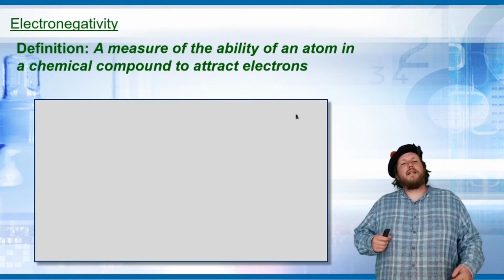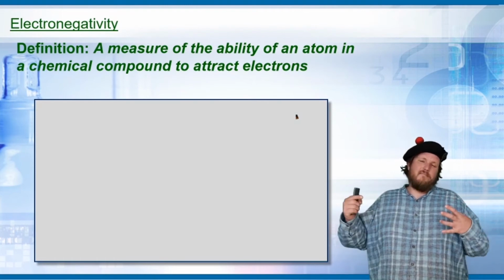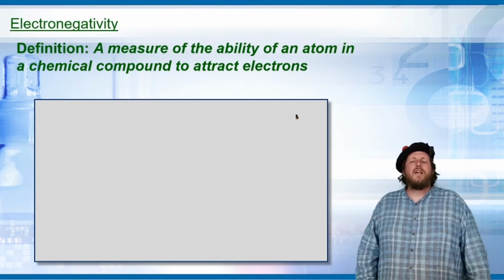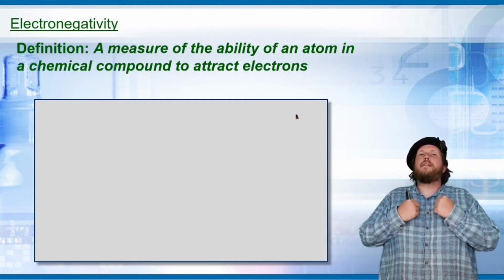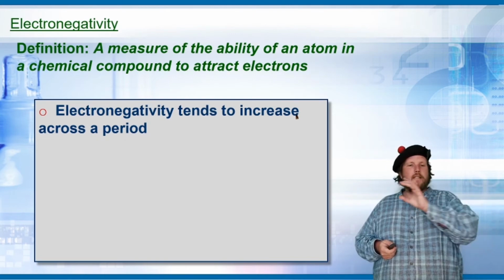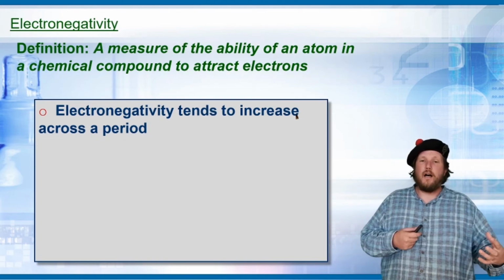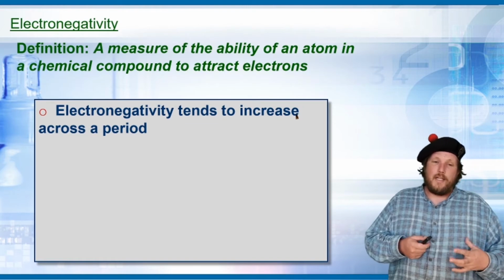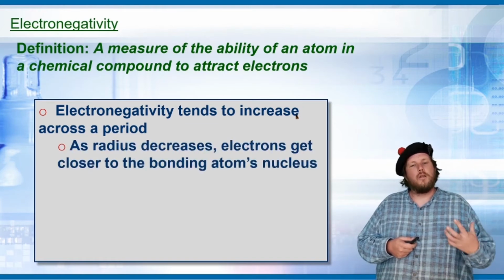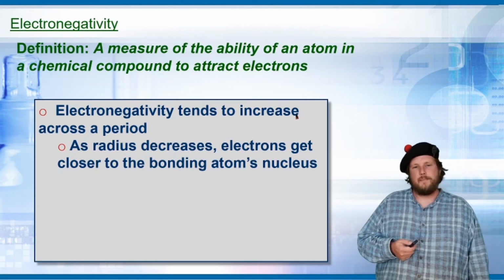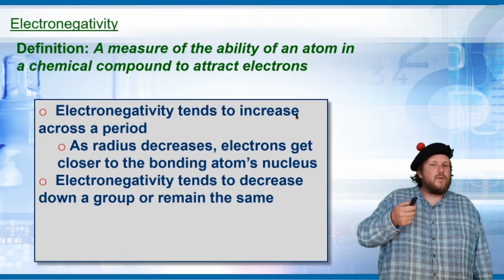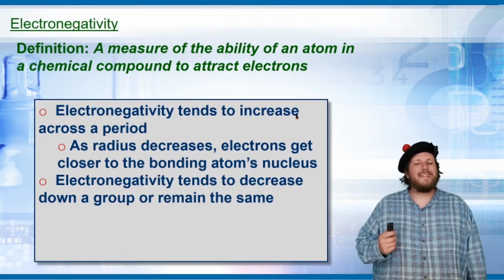Electronegativity. Electronegativity is defined as a measure of the ability of an atom in a chemical compound to attract electrons. So this is how much it wants more electrons. Electronegativity tends to increase as you go across, opposite of ionization energy. And as radius decreases, the electrons get closer to the bonding atom's nucleus. Electronegativity tends to decrease as you go down or remain the same.